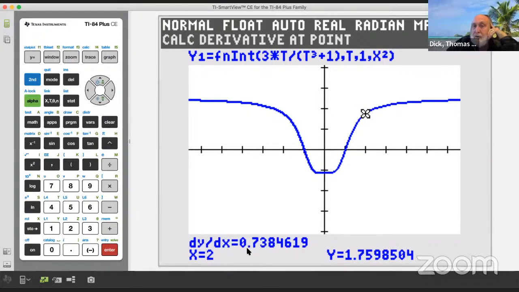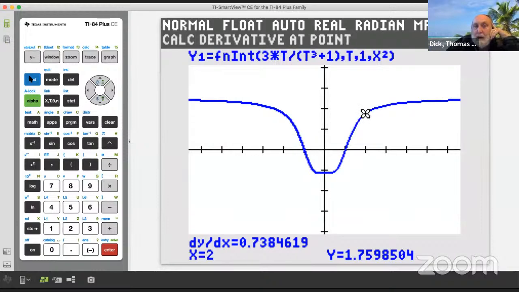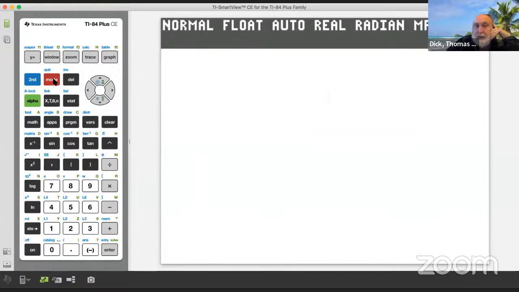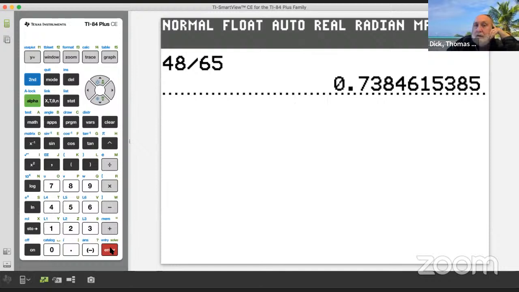You can see it's 0.738 and some change here. Now, Steve came up with this nice rational number, so I'm going to try to keep that in mind, 0.7384. Let me just quit off of the graph screen, and I'm going to put in 48 over 65 and see what that number looks like. Pretty good. Looks pretty nice to me.